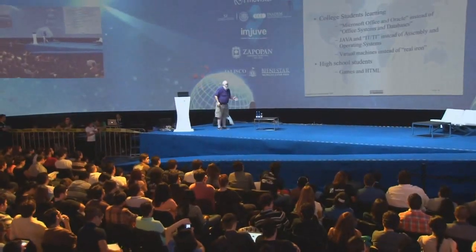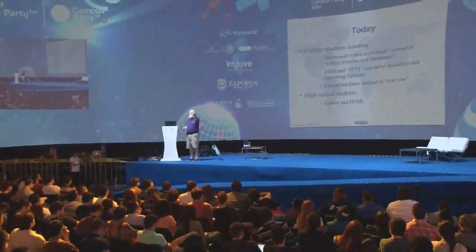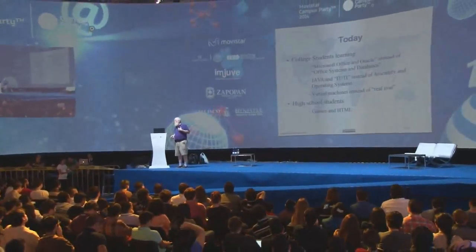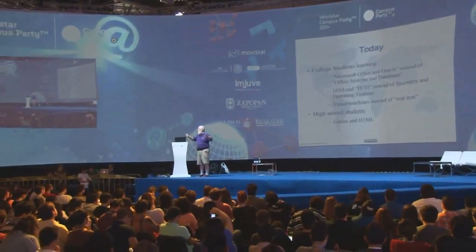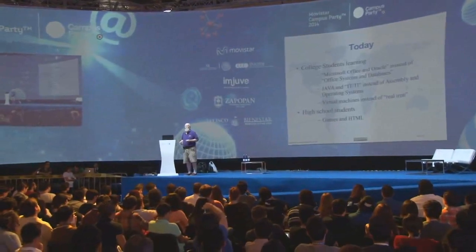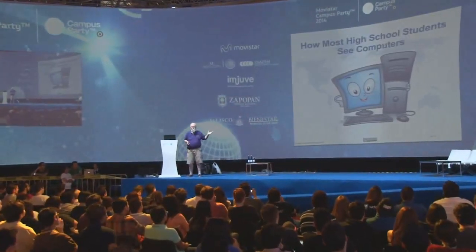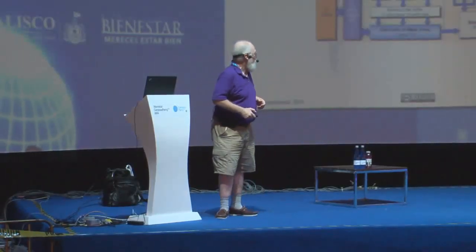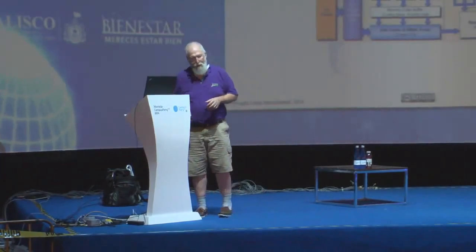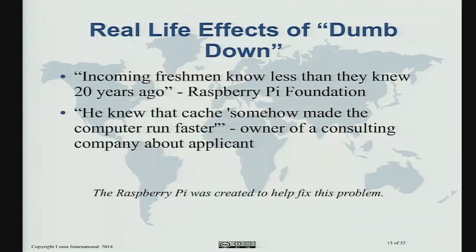High school students, a lot of times, buy a computer, go down and buy a game, put the game on the computer and play it. They write a little bit of HTML and they think they know how to program. So that most high school students see computers like this, when in reality, computers are like that. And this is why the people at the University of Cambridge decided to create the Raspberry Pi.